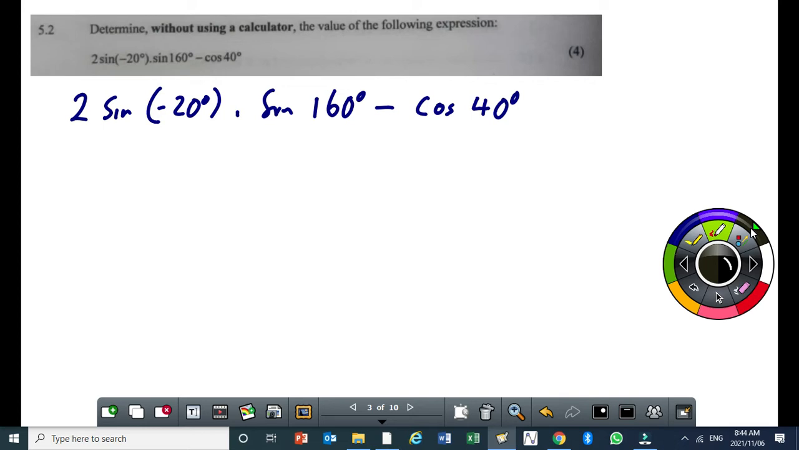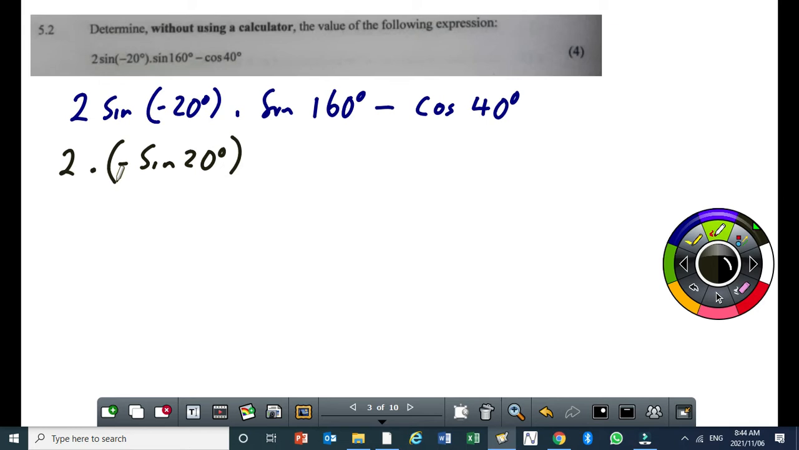It's in the fourth quadrant. Right? In the fourth quadrant, sine is negative. So we can write this as 2 times minus sine 20 degrees. Put that in brackets. Okay? Sine minus 20 is equivalent to minus sine 20.